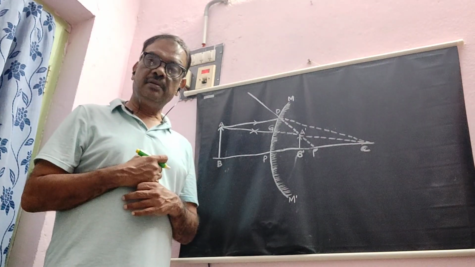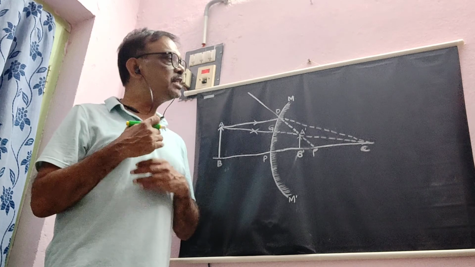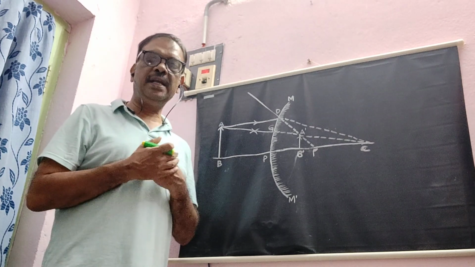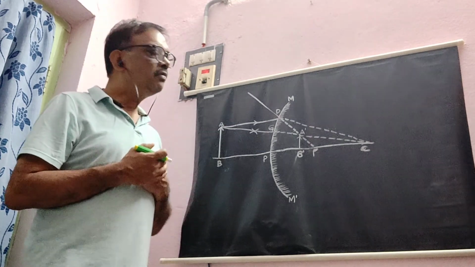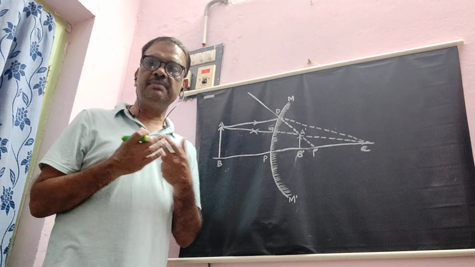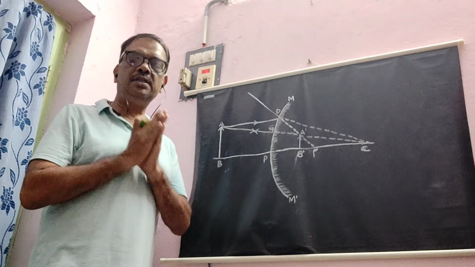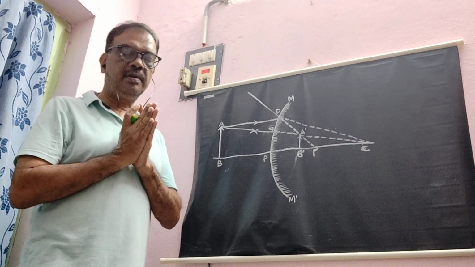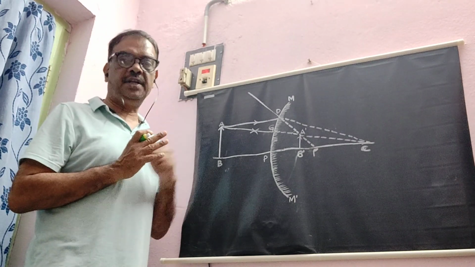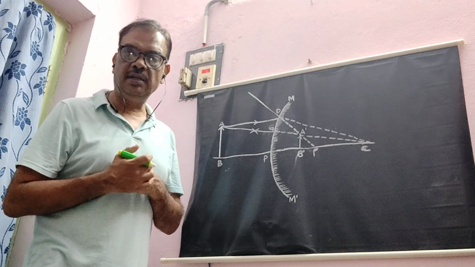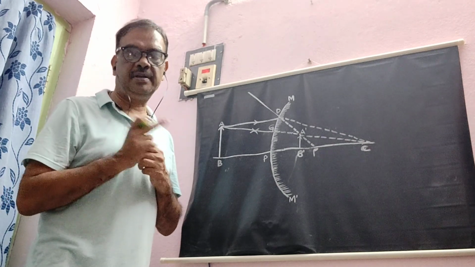In today's video, I am going to explain the next ray diagram. We have only two ray diagrams for the formation of images in case of a convex mirror. It is also known as a diverging mirror. First one, object at infinity. Image is formed at focus behind the mirror.